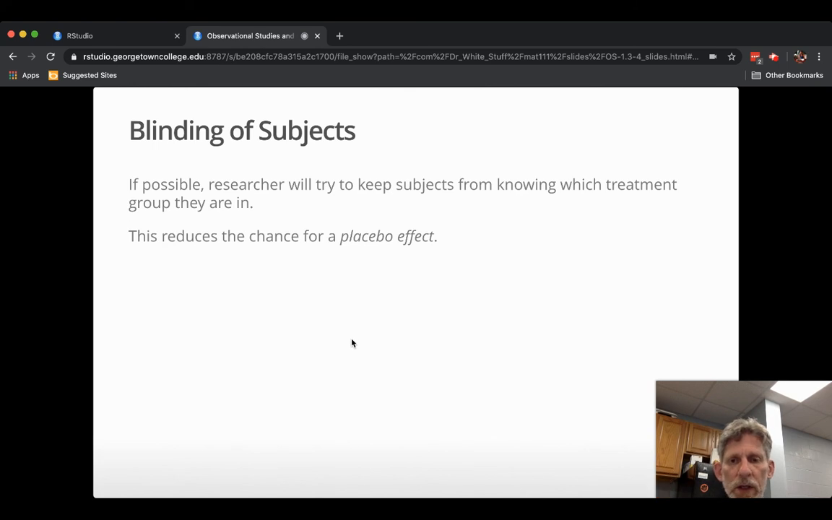So for example, people who think that they are getting some special new revolutionary treatment for a disease, even when they're not, because they think they may be getting that treatment, their attitudes may be better, their stress levels may be lower, and it's possible that that kind of thing, that kind of mind-body interaction, can have some effect on how well you actually do with the disease that the experiment is trying to measure.